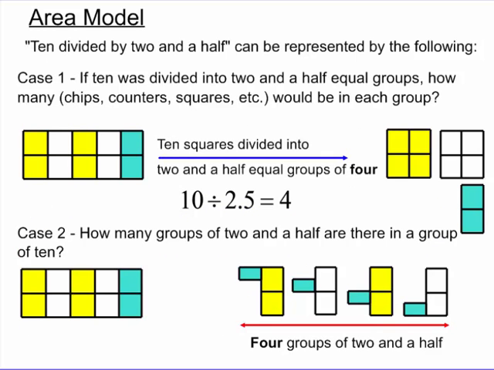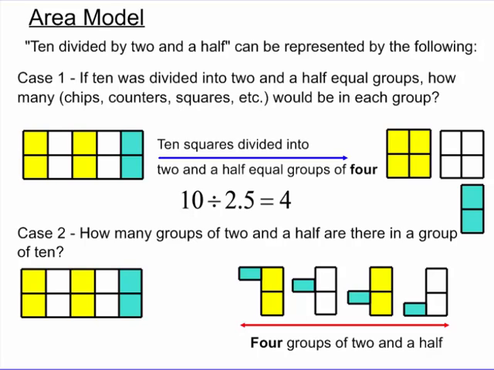So first up, case 1. If 10 was divided into 2.5 equal groups, how many chips, counters, squares, etc. would be in each group? So you can see on the left here I have 10 little squares. They're colored yellow, white, and blue. So if I start breaking that up into 2.5 equal groups, you'll notice that I end up with 2 groups of 4 and 1 group of 2. So when we read that, that's 2.5: 2 full groups of 4 and 1/2 of a group of 4, which is 2. So personally, I don't find case 1 to be the easiest way to think about this problem. Some people might like it.